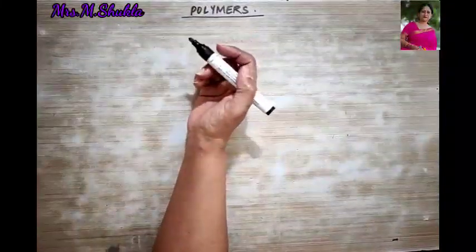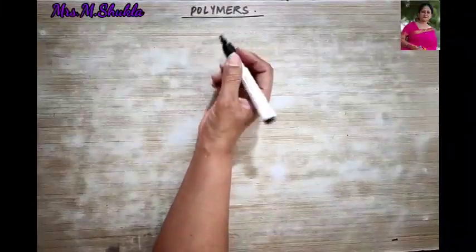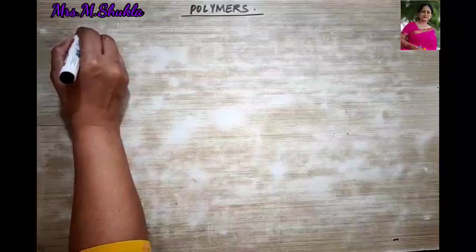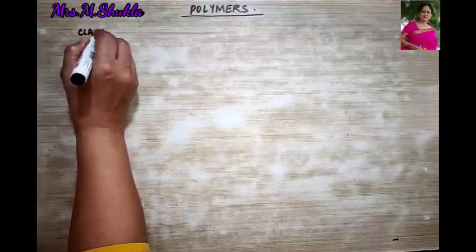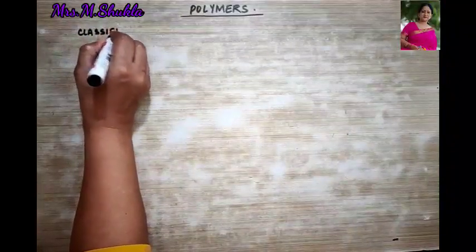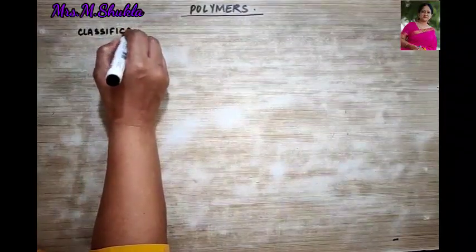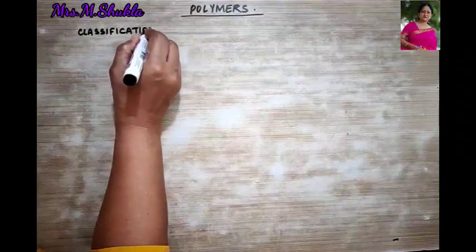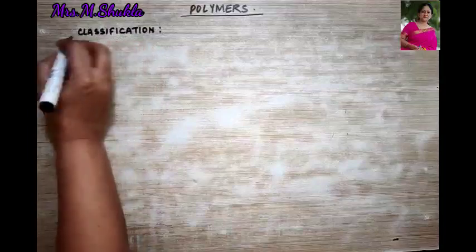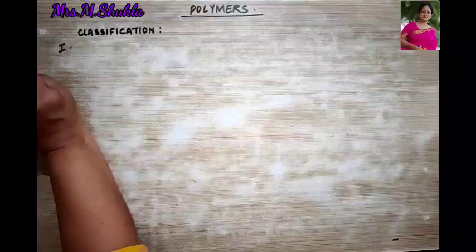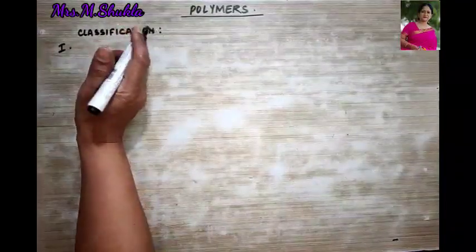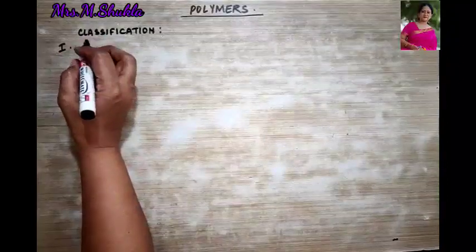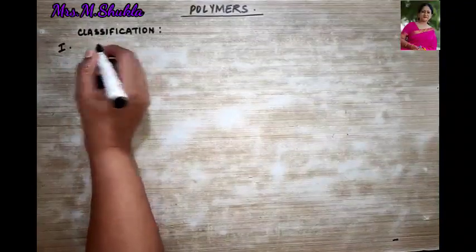We had begun with a new chapter, polymers, and today we had to start with the classification. So yesterday I had told you how the polymers can be classified. The first way of classification of the polymers could be on the basis of the source of origin.